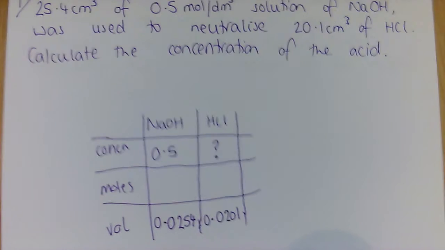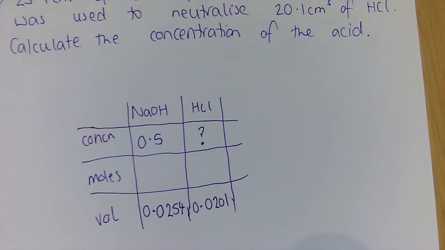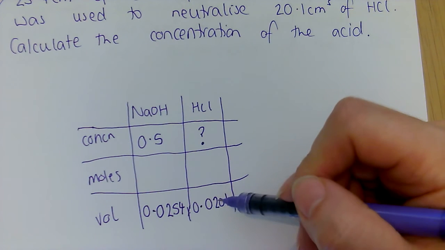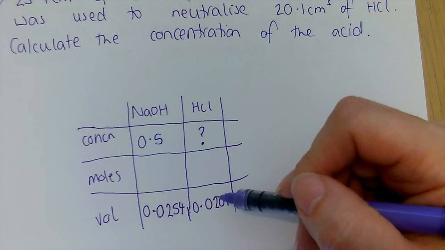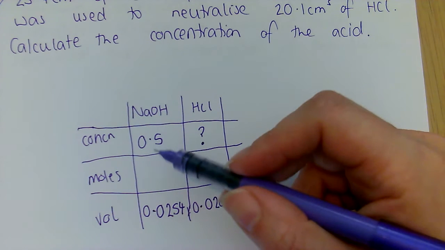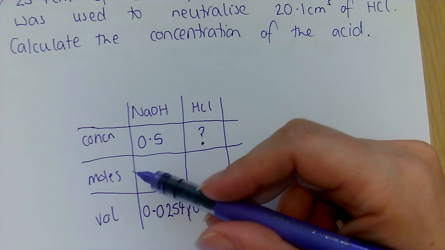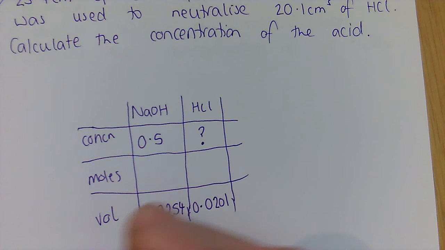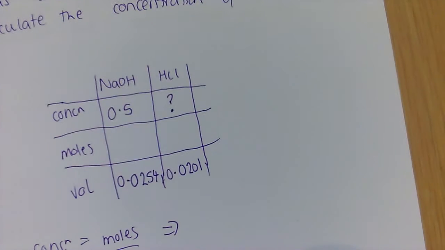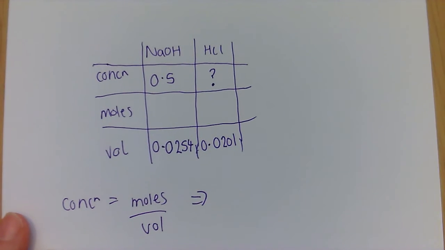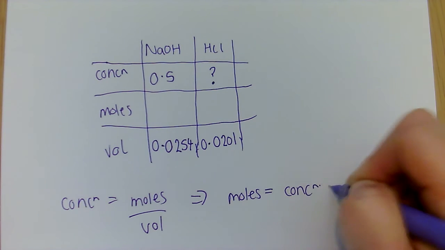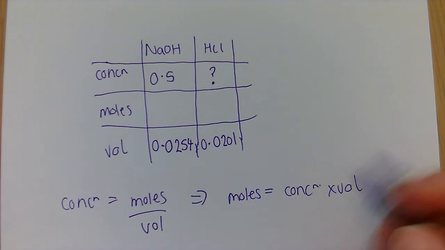Okay, so we're in a situation where we can see that although it's asking me to calculate the concentration of the acid, I've only got one value to put into that equation, so I can't do anything with the acid at the moment. But what I can do is I've got 2 pieces of information for the alkali, so I can actually work out the number of moles from that. So if we remember that concentration is moles over volume, if we rearrange that equation to make moles the subject, we need the concentration times the volume.